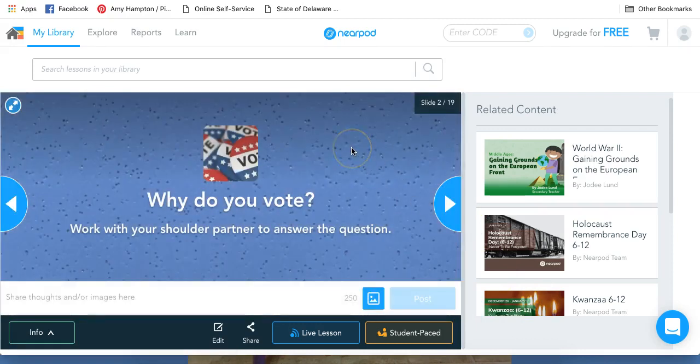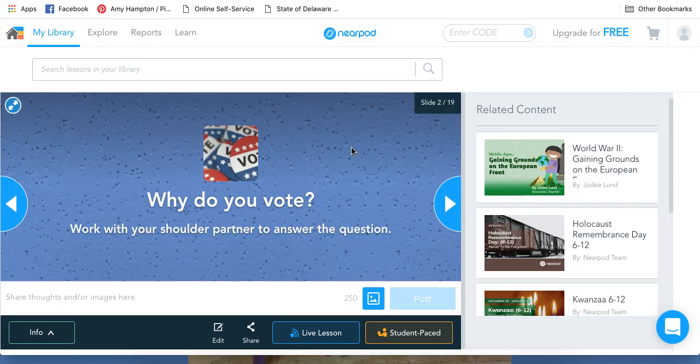So I would start the class with this question: why do you vote? And my students, I teach mainly inclusion. 5 out of 6 of my classes are inclusion. So I have regular education and some special education students in each class. So working with a partner here, I have a shoulder partner to answer the question.